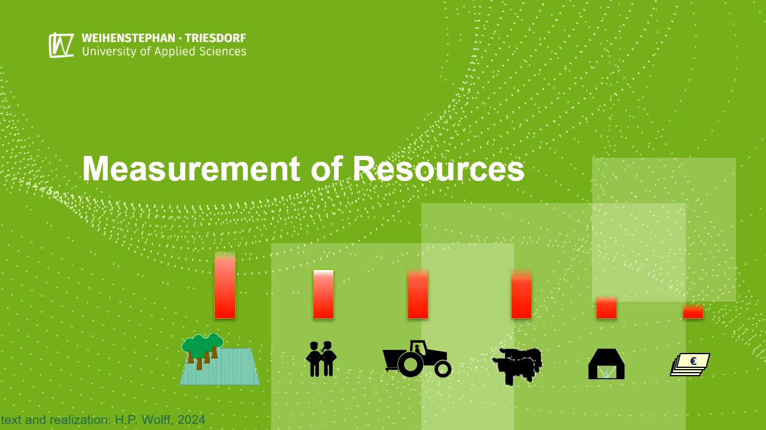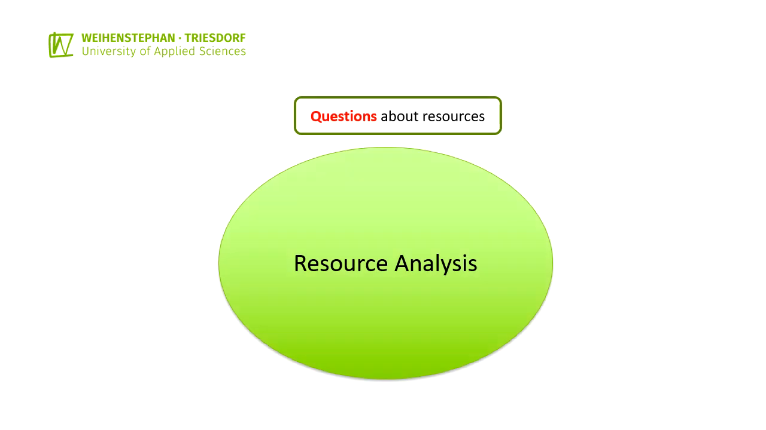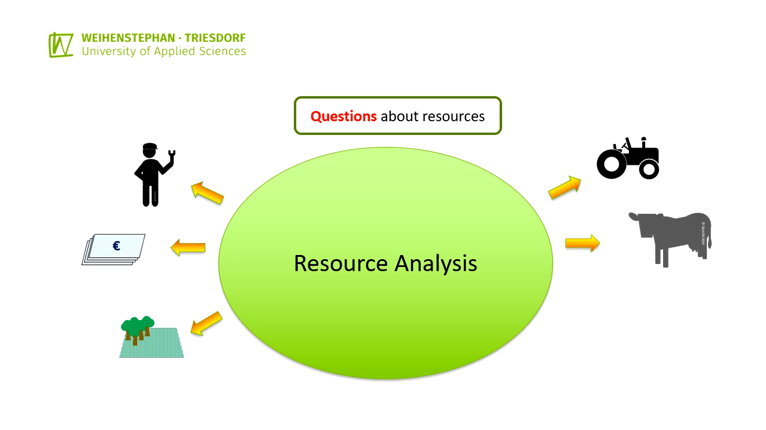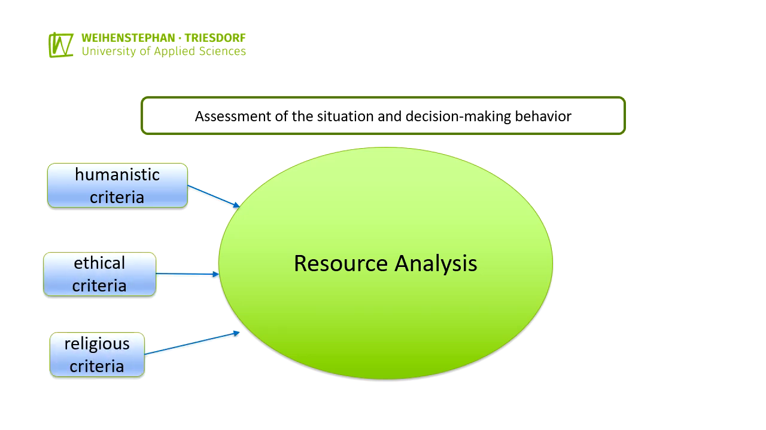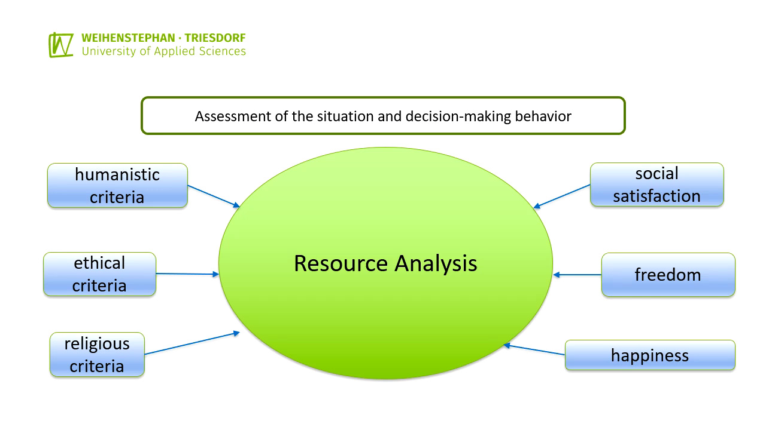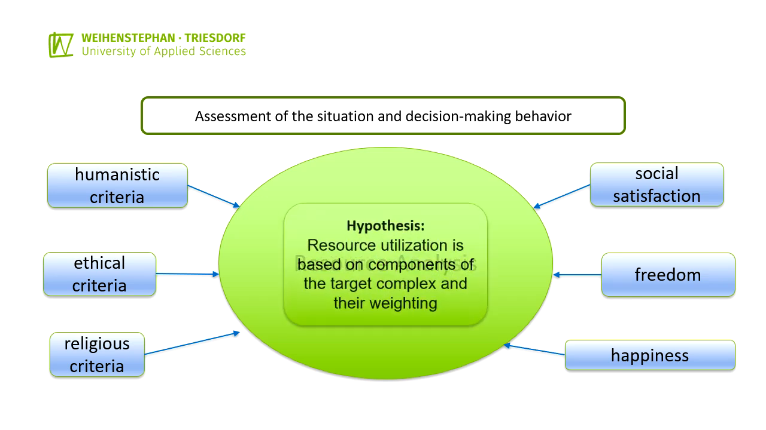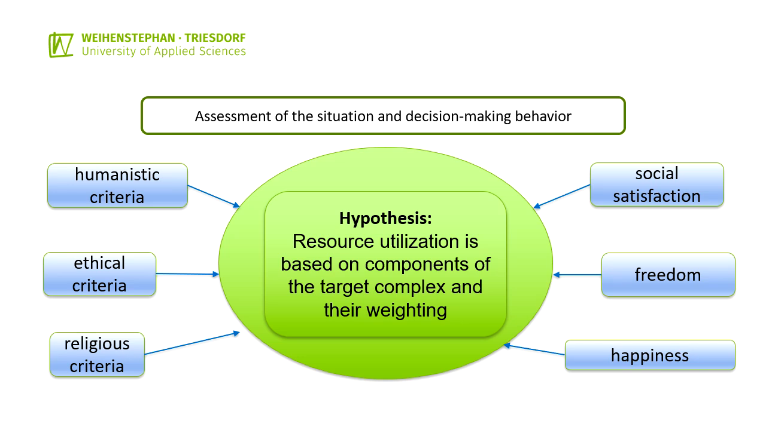Measurement of resources. Resource analysis provides the objectively measurable material basis for assessing the situation and decision-making behavior of farmers. Subjective reasons for decisions, such as humanistic, ethical, and religious criteria or feelings such as social satisfaction, freedom, or happiness, are reflected in existing resource use, in accordance with the hypothesis of horizontal analysis discussed in the previous video clip.